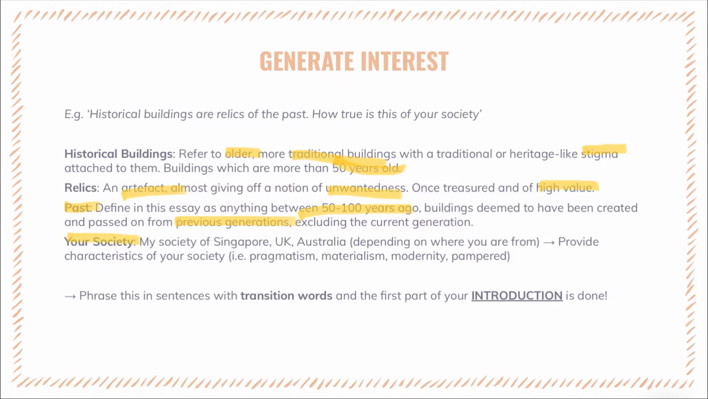Your society can be your own society of Singapore, UK, Australia, wherever you are watching this from. That is your society: the country you are in, the country you're taking your exam in, the country you were born in. Do provide characteristics of your society. Is it a pragmatic society? Is it materialistic? Is it economically driven? Is it modern? Is it a pampered society? Is it an unwanted society? There are a lot of different characteristics.